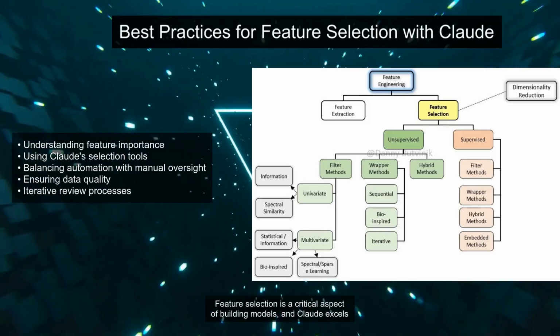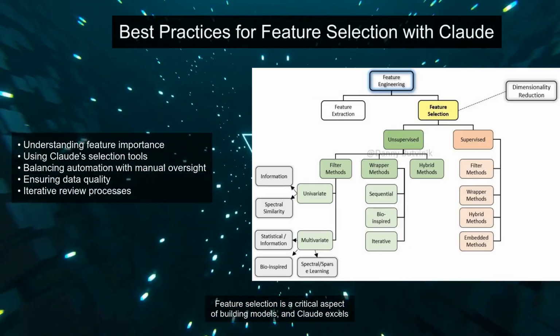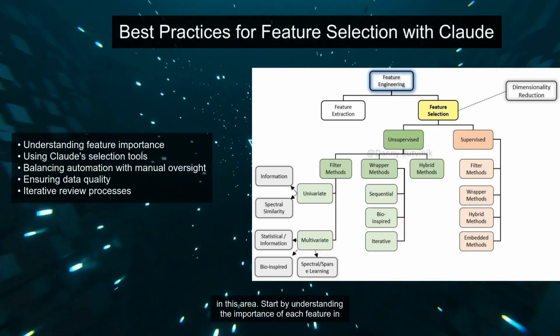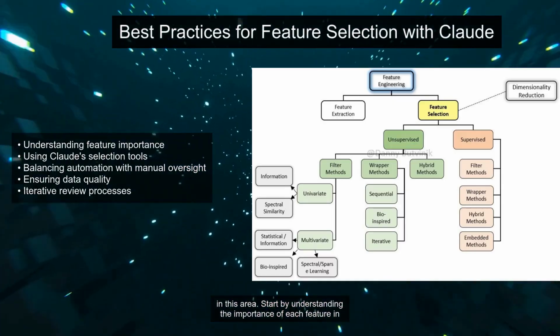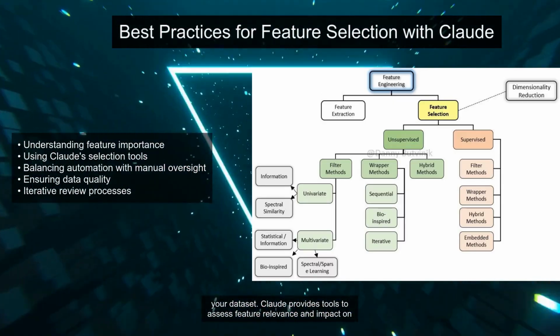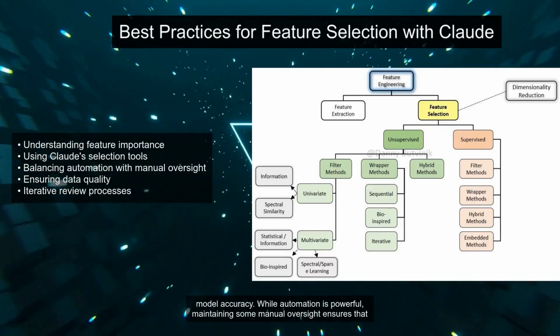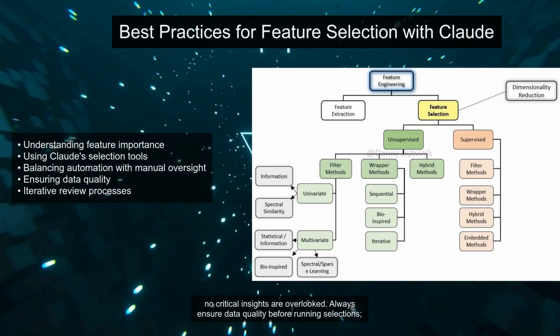Feature selection is a critical aspect of building models, and Claude excels in this area. Start by understanding the importance of each feature in your dataset. Claude provides tools to assess feature relevance and impact on model accuracy. While automation is powerful, maintaining some manual oversight ensures that no critical insights are overlooked.